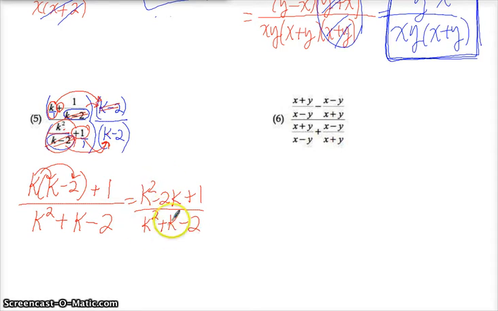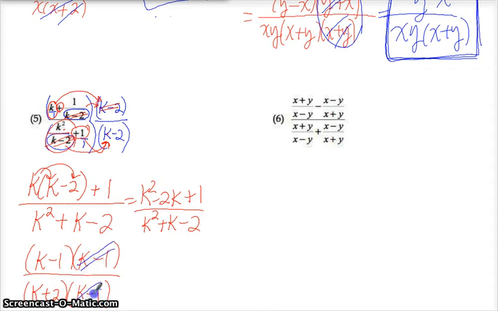Now, can I cancel? No, not until I factor. So I'm going to factor my numerator, I'm going to factor my denominator. What multiplies to give me positive 1, but adds to give me negative 2? That's minus 1 minus 1. What multiplies to give me negative 2, but adds to give me positive 1? That's plus 2 minus 1. I can cancel identical parentheses, so my final answer is k minus 1 over k plus 2.